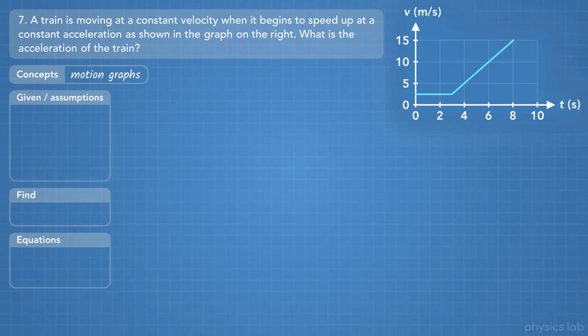A train is moving at a constant velocity when it begins to speed up at a constant acceleration, as shown in the graph on the right. What is the acceleration of the train?